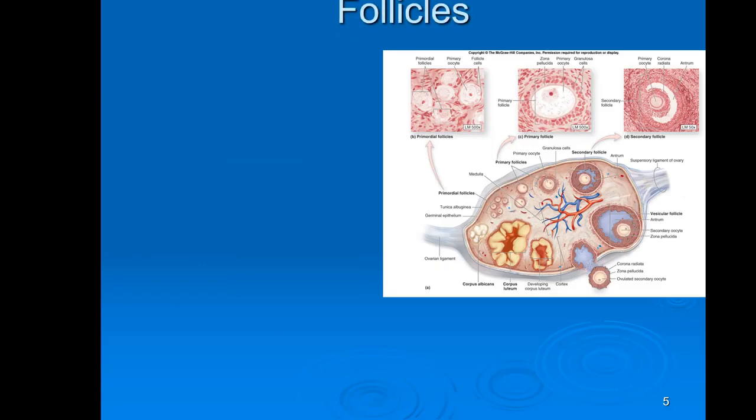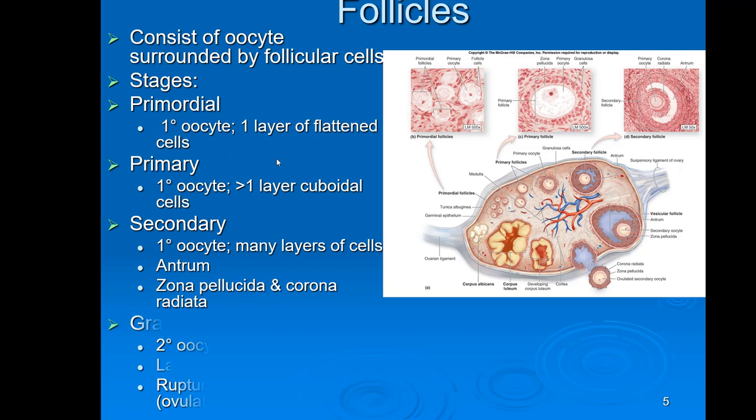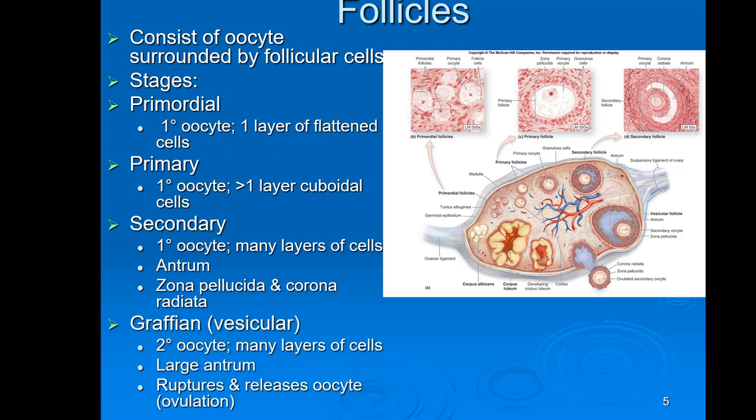Taking a closer look at the follicles, a given follicle in the ovary consists of an oocyte, which is an egg, surrounded by cells called follicular cells. There are different stages. The four major stages include primordial, primary, secondary, and Graafian. A Graafian follicle is the mature follicle, and that's the one that the egg is going to be released from during ovulation. As we go through these, there are a couple of things to pay attention to: one, what it looks like, and secondly, what type of oocyte is in there.